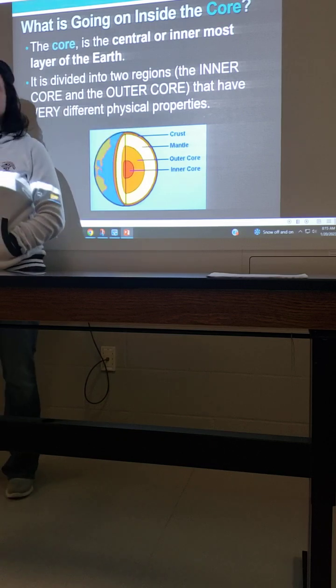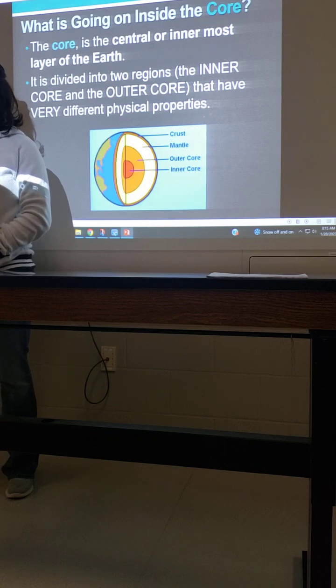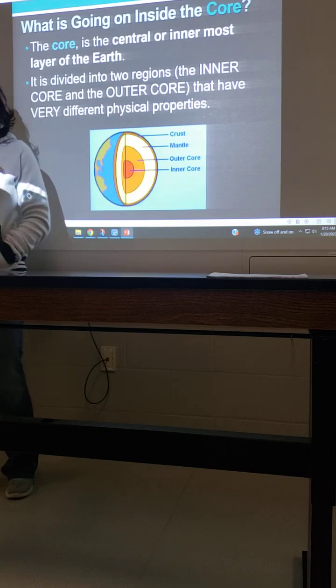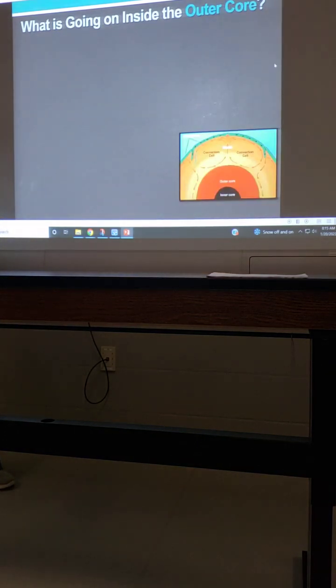So a lot of times, and I don't know why this is such a commonly incorrect theme, but they make the core way too big. All right, so I just want to kind of point that out. Crust looks good, it's really thin, but our mantle, too much.